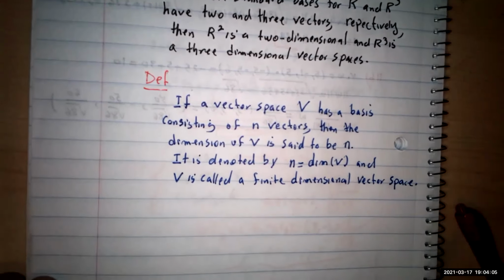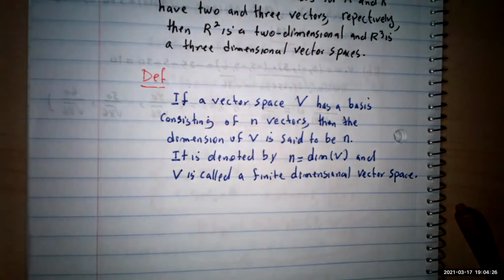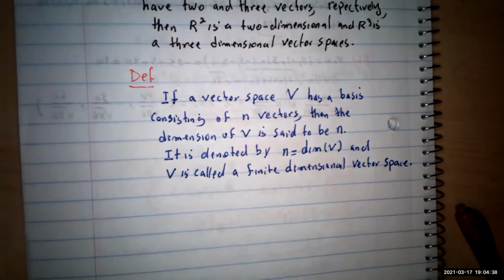This is going to be a situation that we are going to have. It depends on how many vectors you are going to have in your basis. That number would determine the dimension of your vector space. So it's going to be finite dimensional.